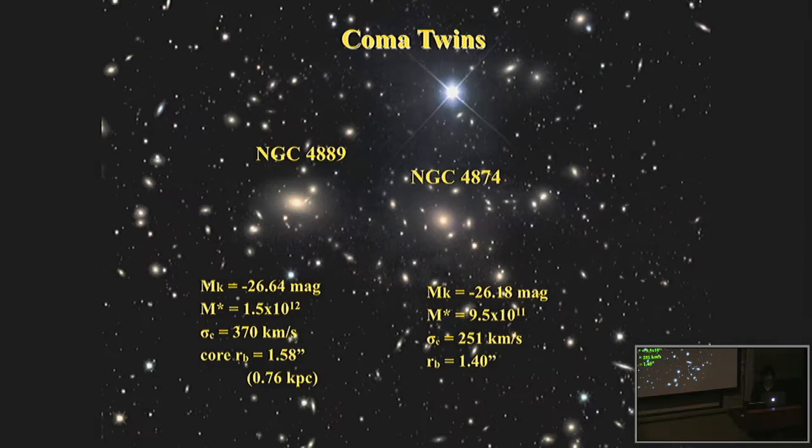And the one we are working on right now, the twin of 4889, is 4874. This one is even more painful to study because it has almost no light at the center. As I will show you momentarily, it has a very diffuse stellar core. And you can see these are very massive galaxies in stellar mass, and the velocity dispersions are quite different for the two galaxies. So they're going to sit on different parts of the M-sigma relation, and this is the core radius I'll talk about next.